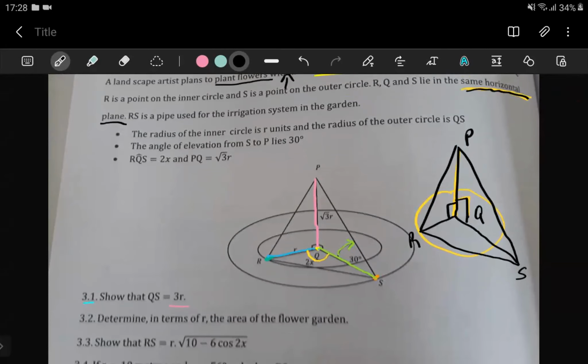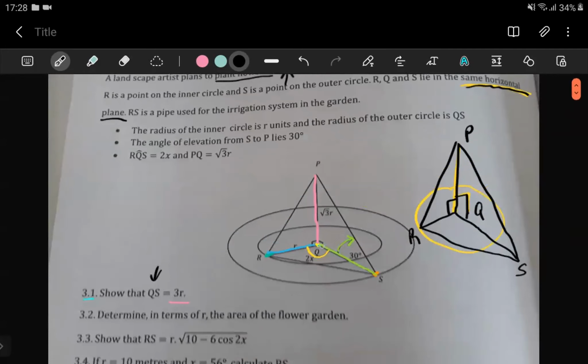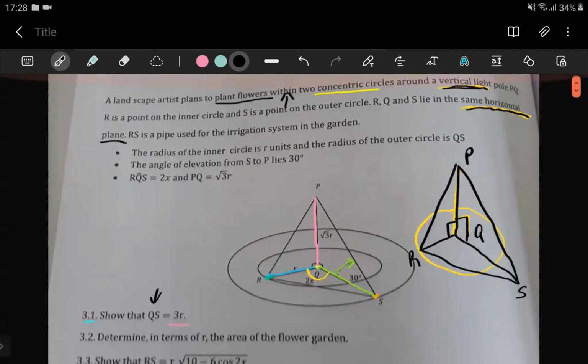So the flower garden, you want to be careful here because you have to also consider what you have just worked out. We have just worked out QS here, so it has given us the radius over there. Now, they said this person wants to plant flowers within 2 concentric circles. So meaning the entire garden is here. You have the big circle, which is part of the garden, and then you have the small one, which is also part of the garden. So if they're asking for the area of the garden, you should be considering the big circle.